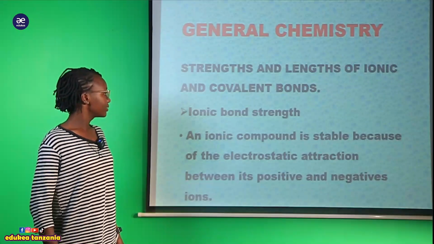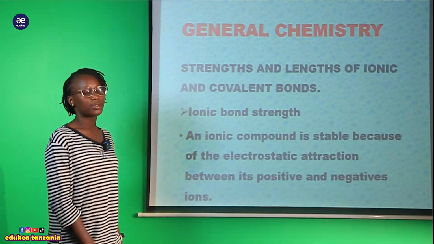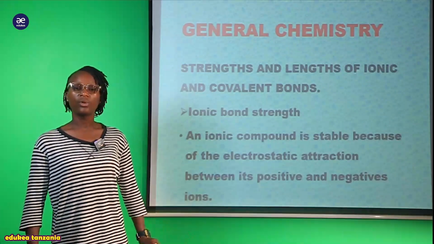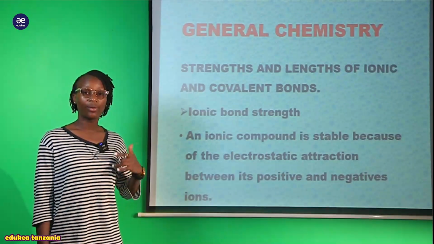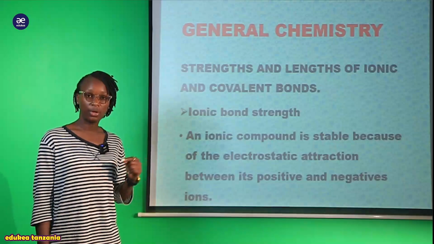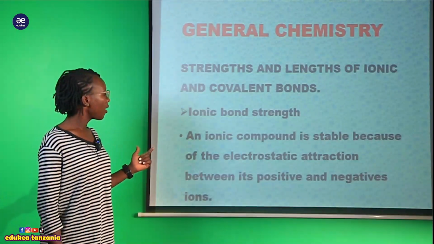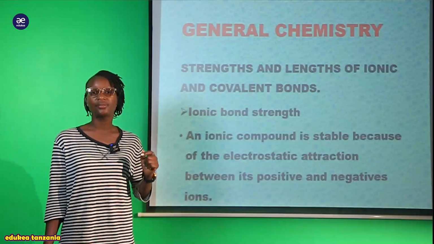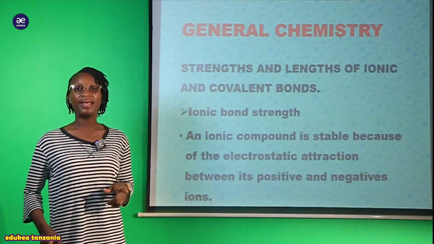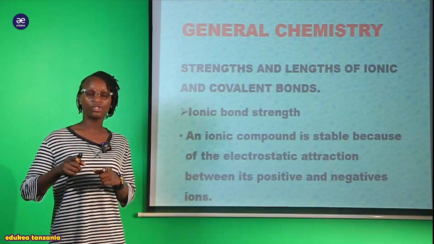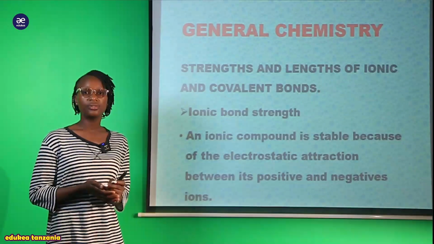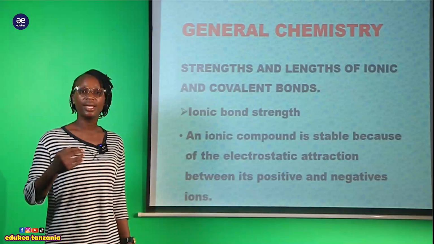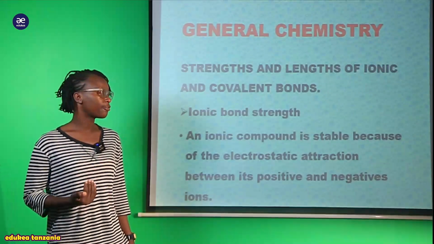So my student, let us start with the ionic bond strength. The ionic bond strength. Remember, tunapozungumzia ionic tunaongelea kuhusiana na nani? Electrovalent bond. So now how about this? If you can remember, the ionic tulisema kwamba this is types of bond which is formed by the transferring of electron between the positive and the negative charged particle. For instance, we have the cation and the anion. I hope that is clear for you.